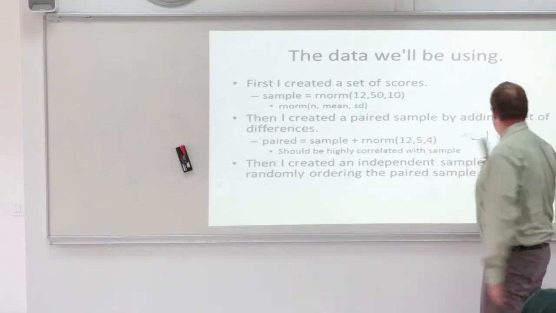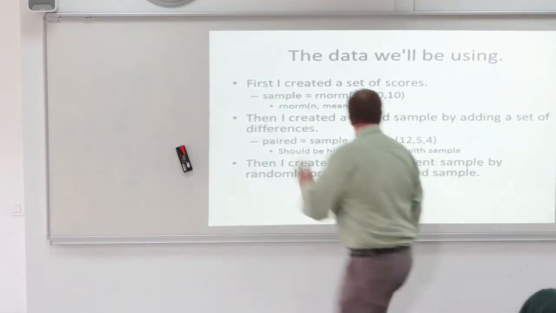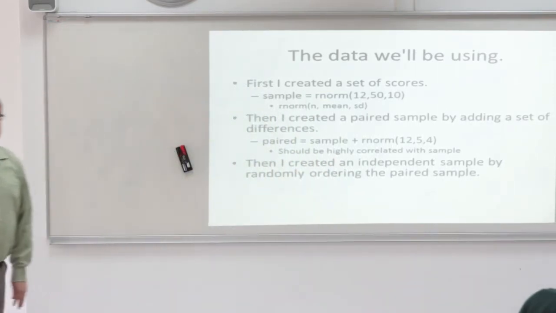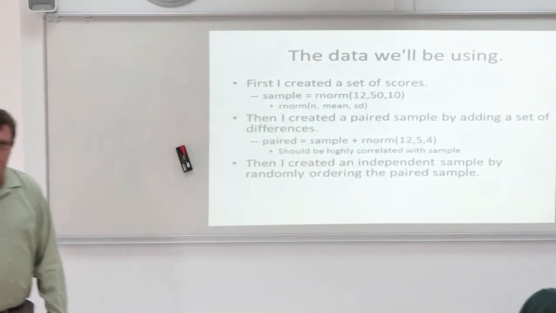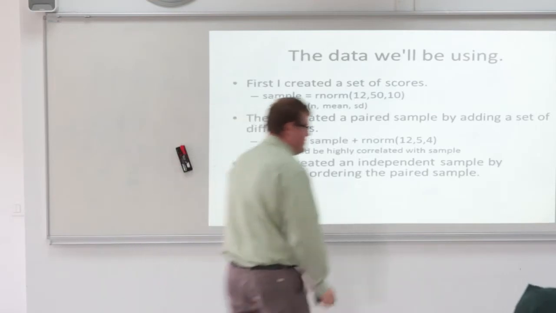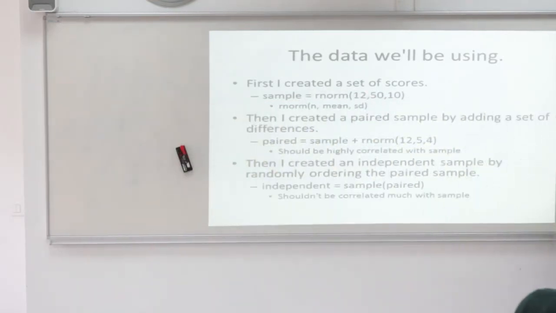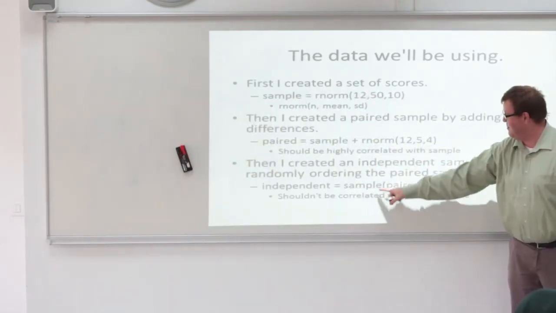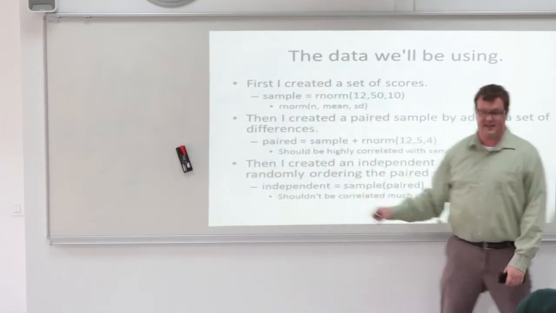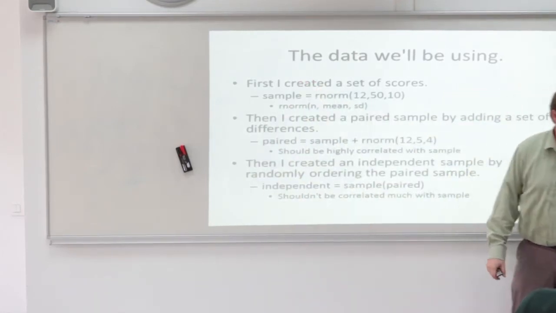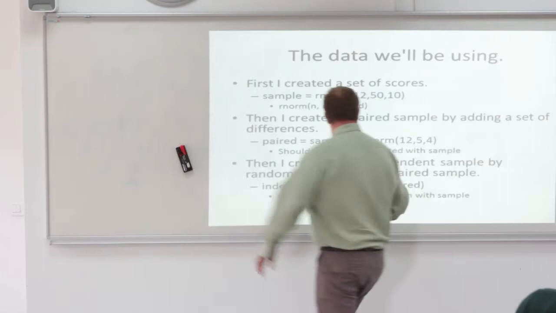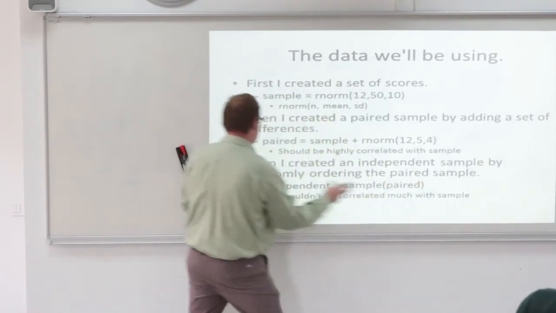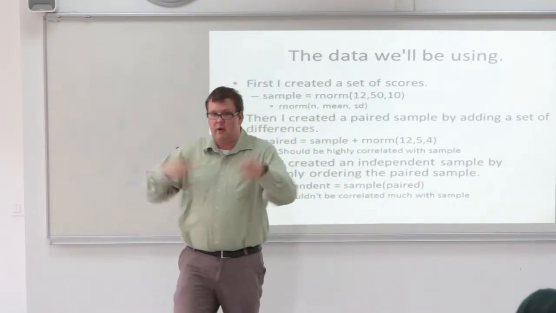So that created our paired sample. I also created an independent sample by randomly ordering the paired sample. So I used this function which you guys haven't seen before called sample. Sample is a variable name here, but this is actually a function here. So the independent scores are just the paired scores randomly ordered.